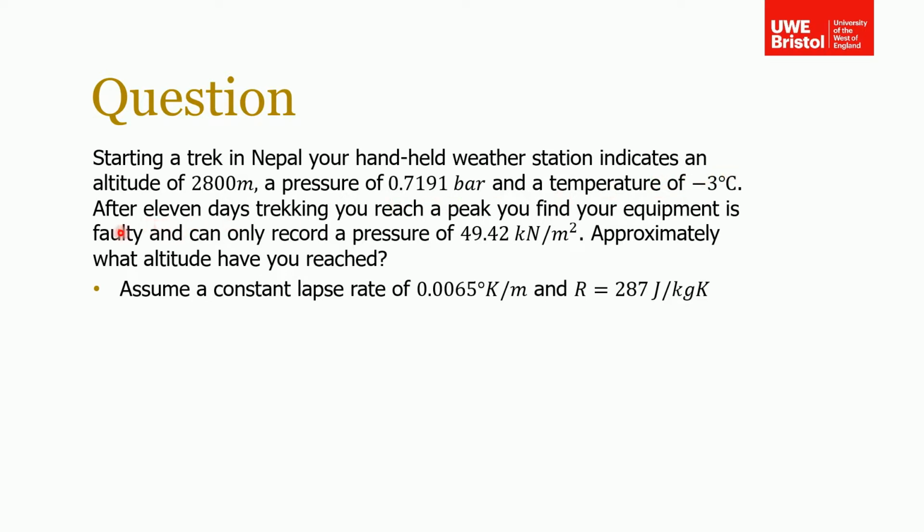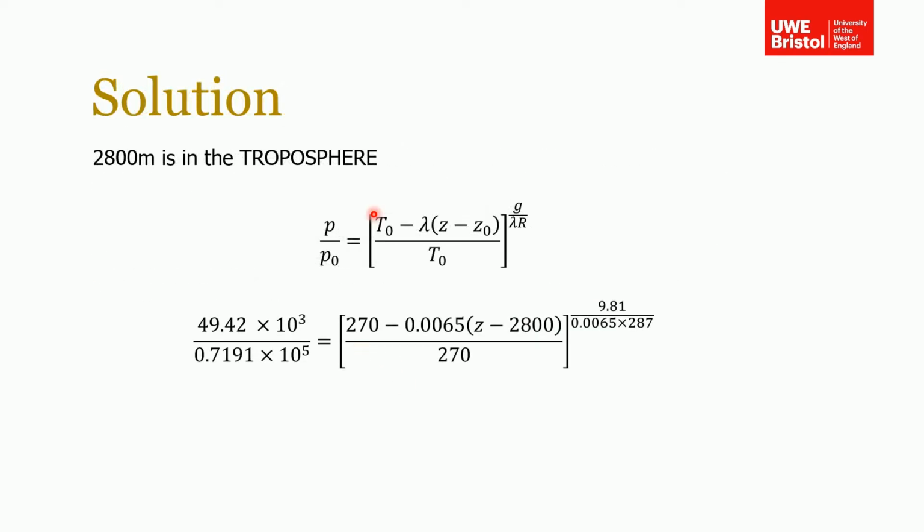Then after 11 days trekking, you get to another peak, and you find that your equipment's not working. So you can only read the pressure, you don't know the altitude or the temperature, but approximately what altitude have you reached? You're told the constant lapse rate for this layer and also the gas constant. So how do we do this?